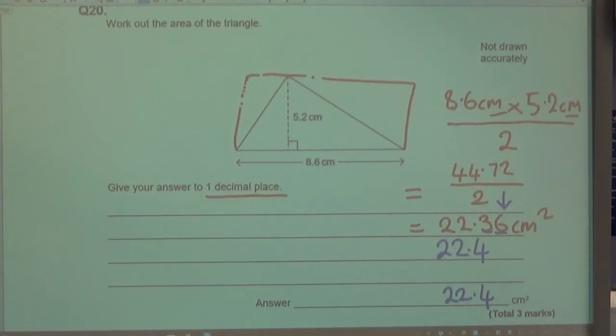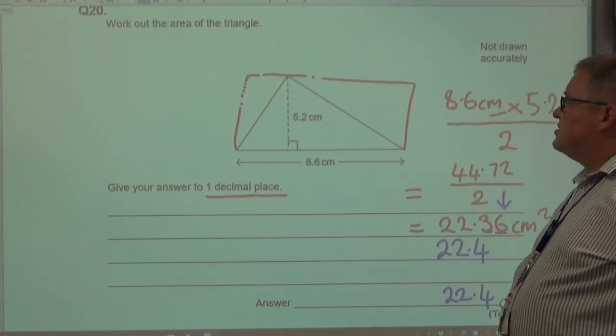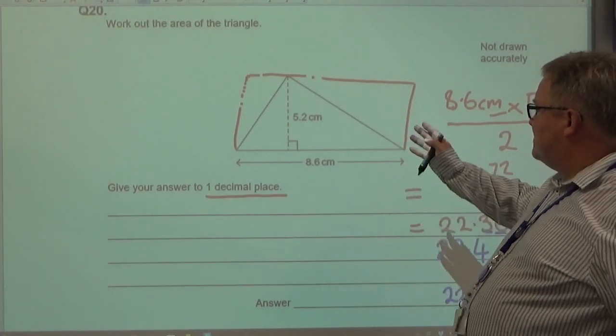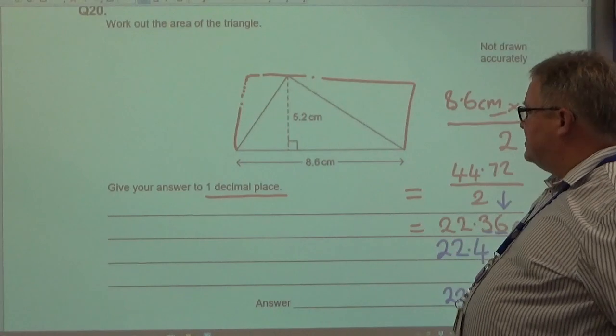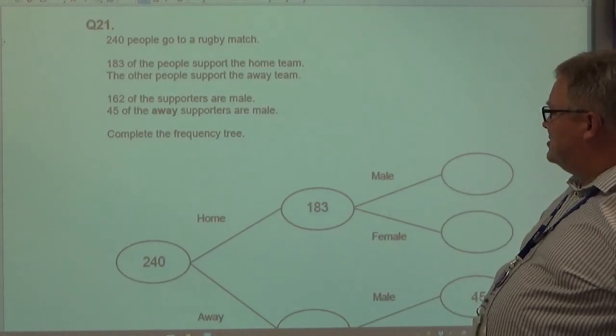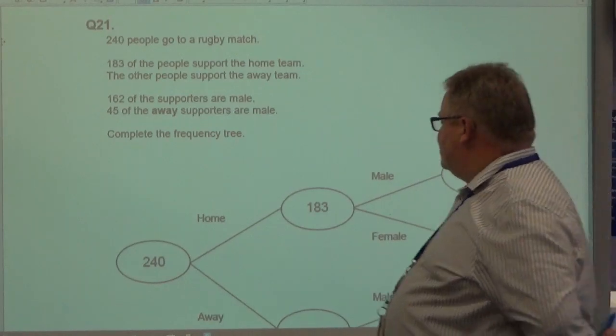Wonderful. Another 3 marks for a very straightforward thing. So remember, all you need to remember with area of the triangle is area of a rectangle, base times height, and then you just divide it by 2. Brilliant. I'm absolutely certain one of these is going to come up.